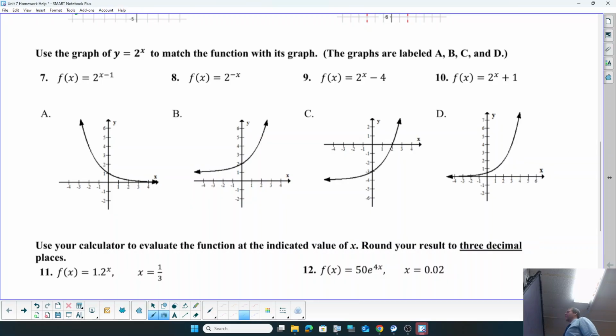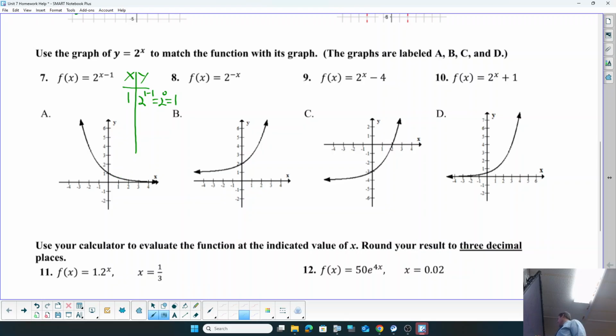So 2 to the x minus 1 power. Well, let's see. If we did maybe an xy table and plugged in some of those values, what if I plug a 1 in? Well, 2 to the 1 minus 1 is 0, and 2 to the 0 power is just a 1. So if we plug a 1 in for x, then we should be getting a 1 for y, which is not that one because that's a half.